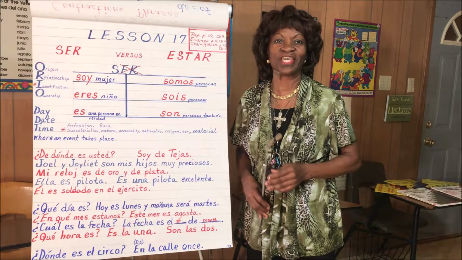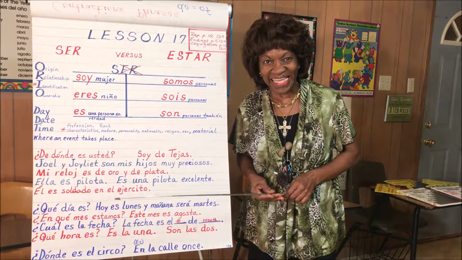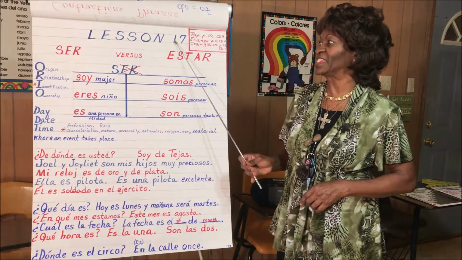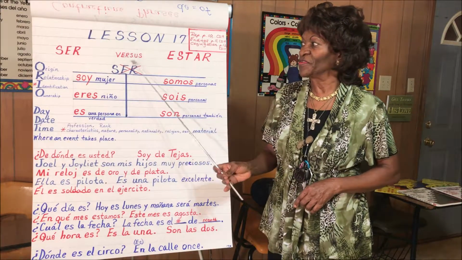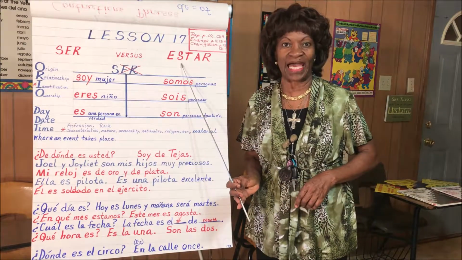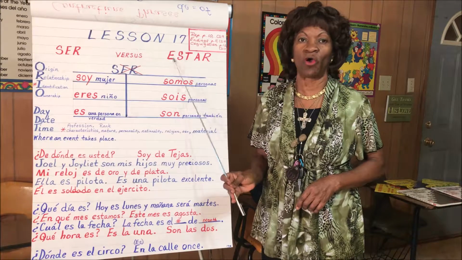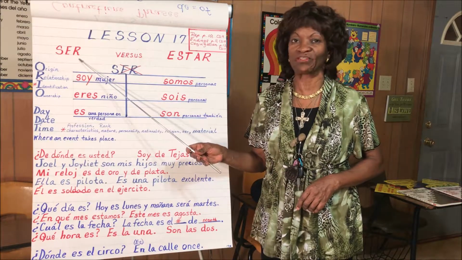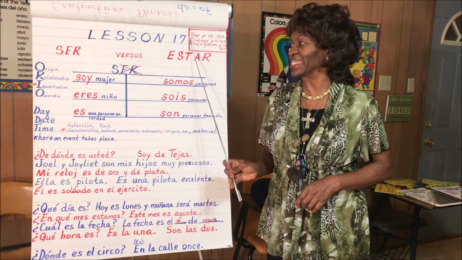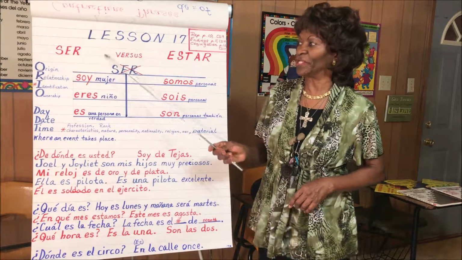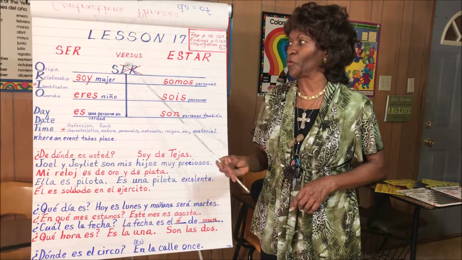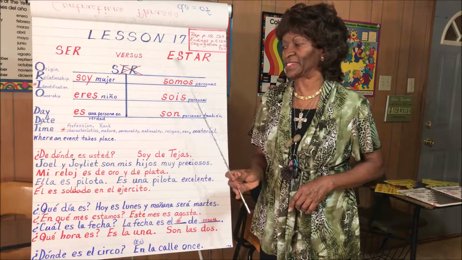Welcome again to Sing Your Way into Speaking Spanish. And we're having lesson 17, ser versus estar. Both of these verbs are to be. Ser is to be, estar is to be. But you use them at different times, so we're going to explain this.